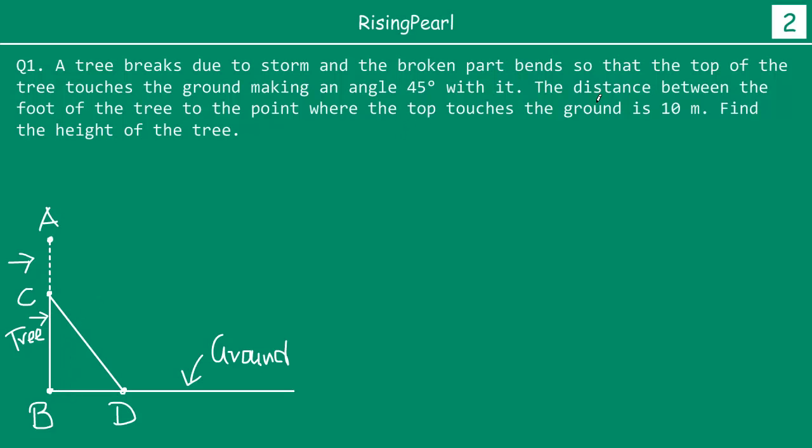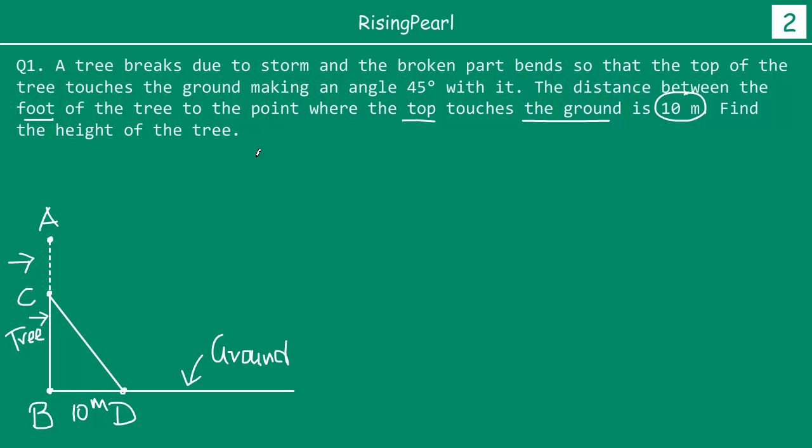Now, please note here, friends, the part where the top of the tree touches the ground, right? The distance between the foot of the tree and where the top touches the ground is 10 meters. So this length is 10 meters. BD is 10 meters. Now, please note that I am not drawing to scale. This could be any amount. It doesn't matter, right? This is very important to remember.